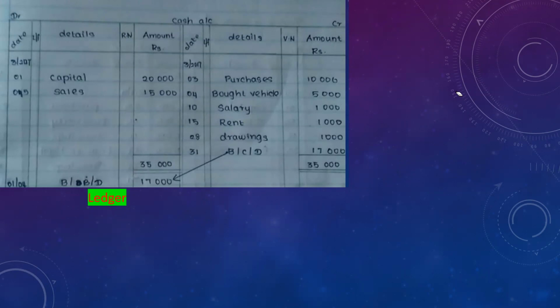Now, when you come to the ledger, what are we going to do under the ledger? We are going to prepare some ledger accounts. Under the ledger, we are going to prepare some small accounts to complete the double entry system. Luca Pacioli is the father of double entry.